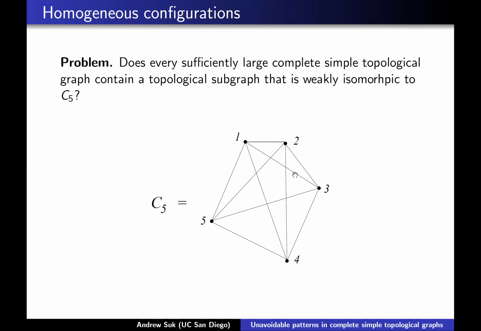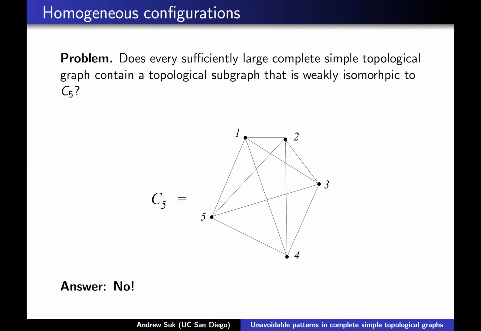Okay, given that this is a pretty natural type of graph drawn in the plane, you can ask, does every sufficiently large, complete, simple topological graph contain this thing here as a topological subgraph up to weak isomorphism? And kind of interestingly, the answer is no. This is not necessarily true.